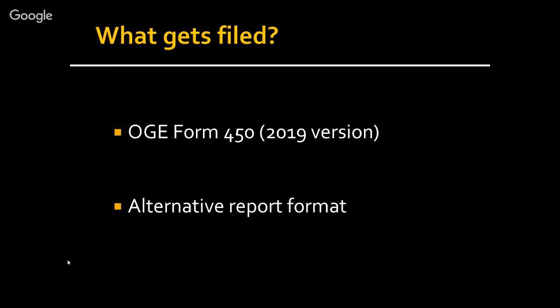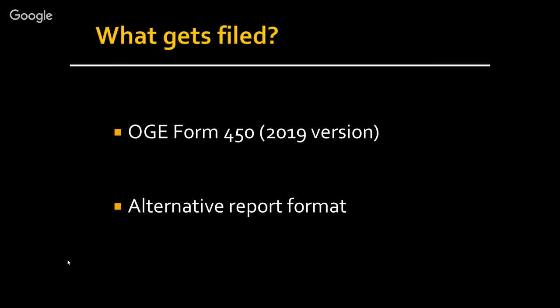So I'm going to put a plug in right now to make sure this year when people are filing, make sure they're using the 2019 version, because it contains some substantive changes that were made to the regulation, and so prior versions shouldn't be used. But some of you may have alternative reporting formats or alternative disclosure systems, and so you might have a form that is different from the OGE Form 450.